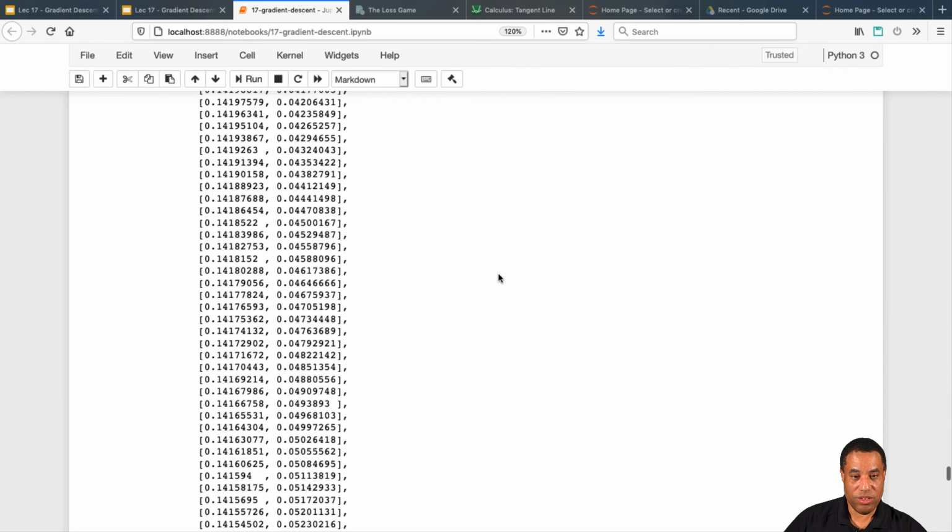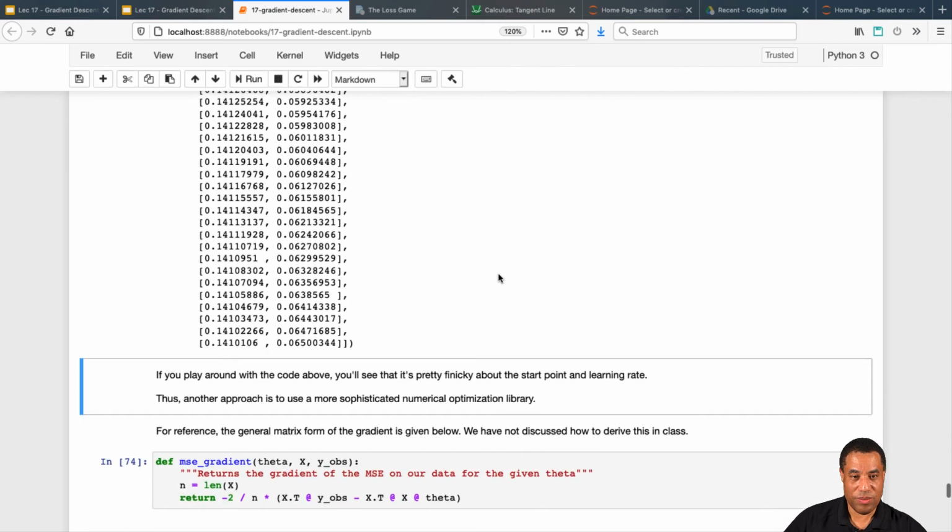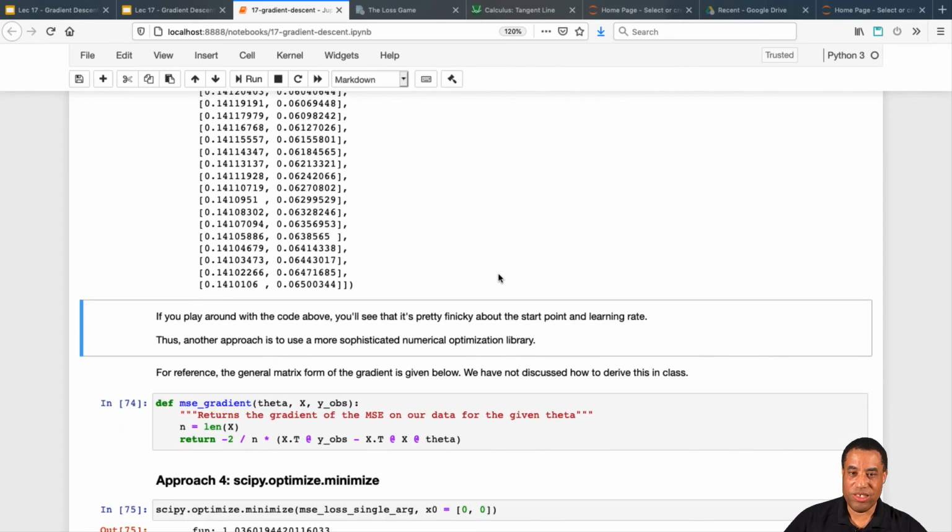It's a lot of points. And we're still not really at convergence. So play around with it. Try playing with the learning rate. Try playing with the starting point.